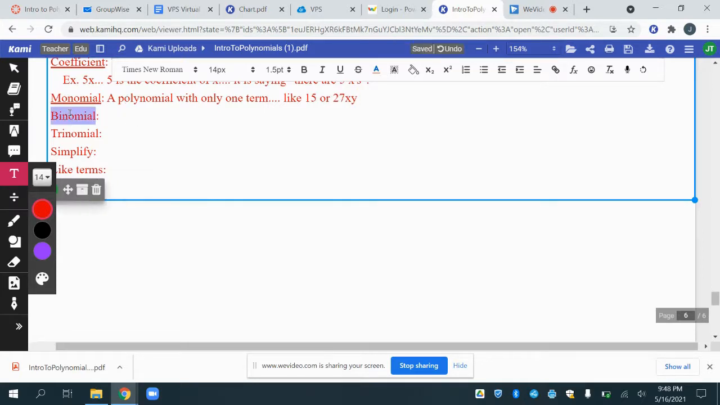A binomial, you might guess, mono means one, bi means two. In a binomial, you have two terms. It's a polynomial with exactly two terms, like 27xy plus 15 or 5x minus 7.